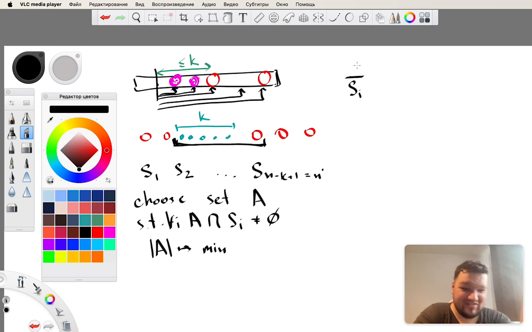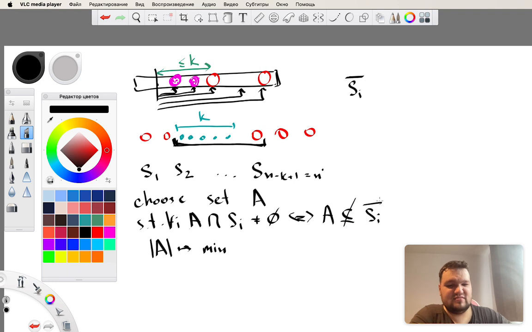Complement, the complement set of this. So basically saying that the intersection is not empty is the same as saying that it is not true that A is a subset of the complement. Not a subset of the complement means that there is an element in A that is not in the complement, which means that it is in the original set. So these two things are the same.